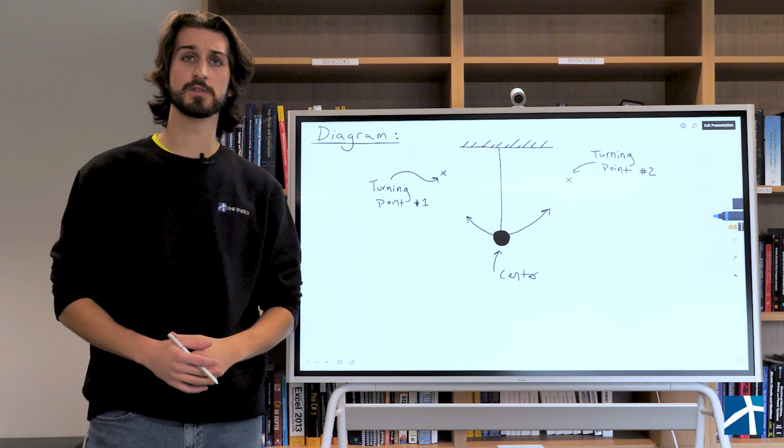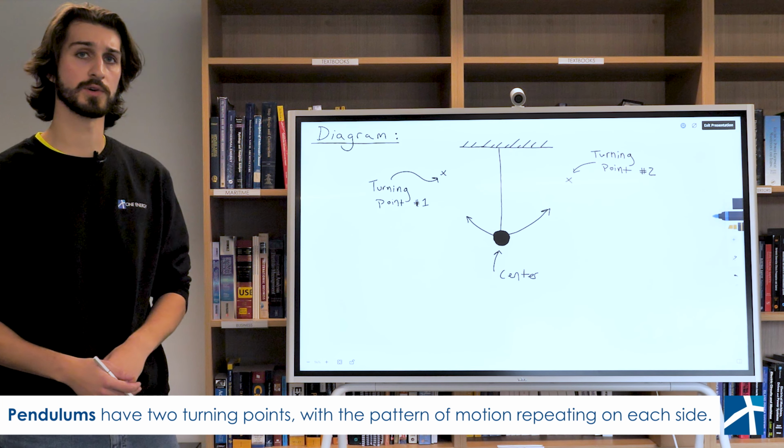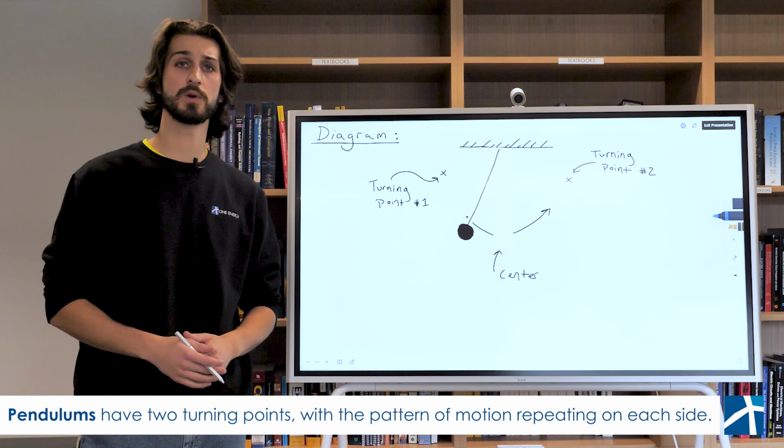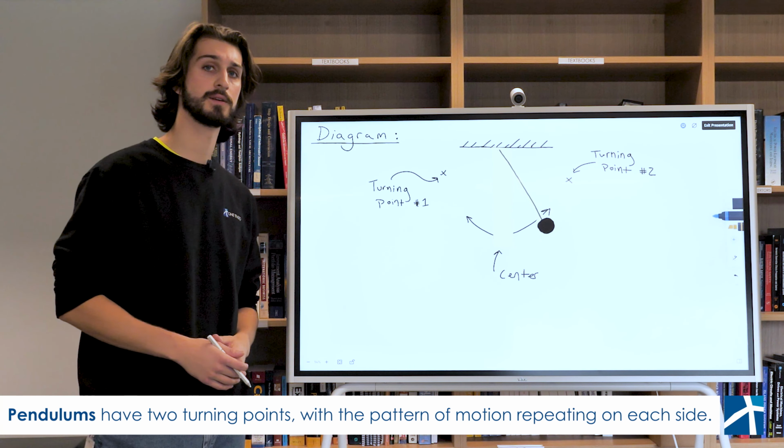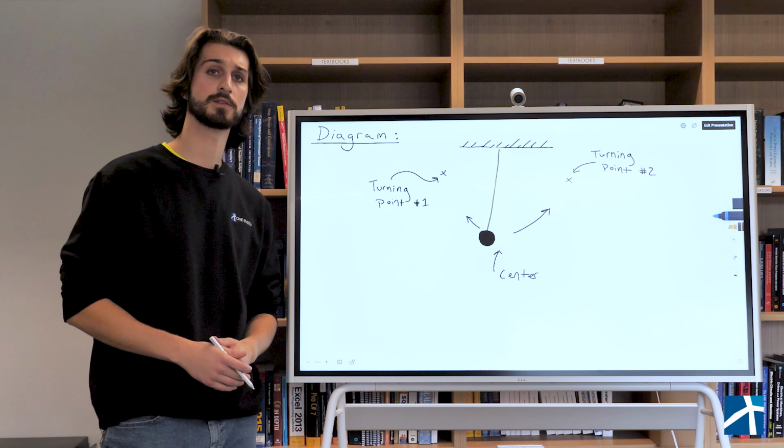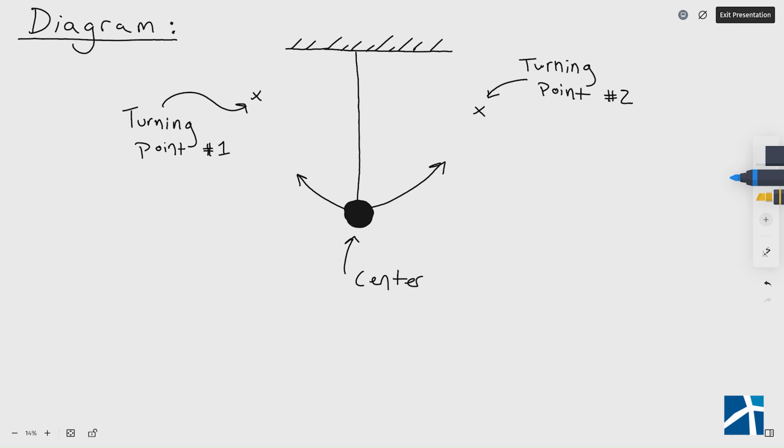Let's focus on the example of pendulums. Pendulums have two distinct turning points. As it reaches the highest point swinging to one side, it falls and swings to the other side. This pattern of motion repeats on the other side. This gives us two turning points, here and here.